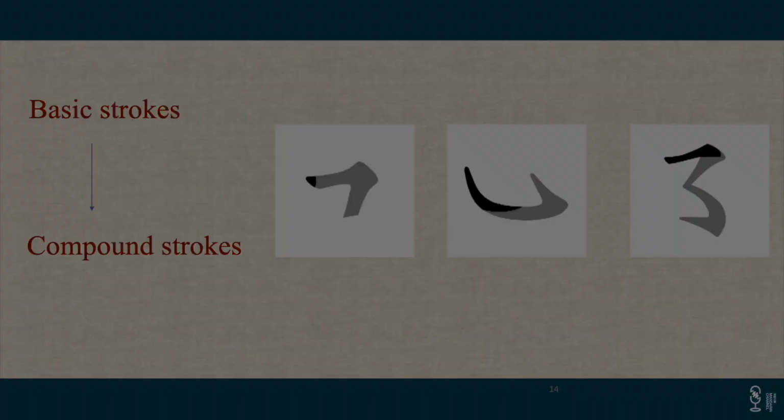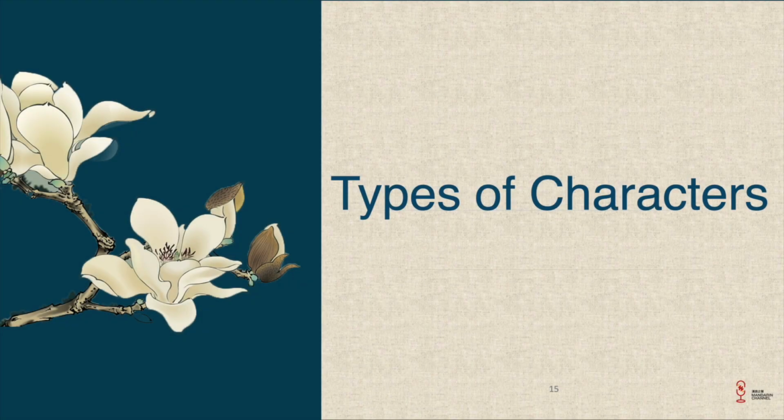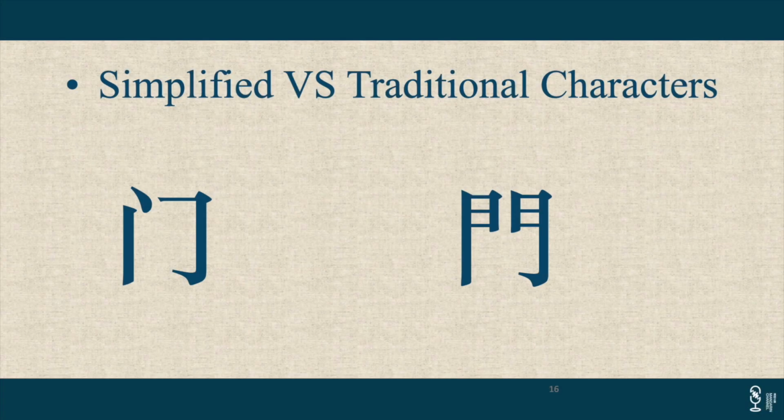And now, I would like to talk about next topic. It's the types of Chinese characters. As you may already know, in mainland China, we use simplified Chinese characters. That's what we will learn in this class. And in Taiwan, Hong Kong, people use traditional characters. 2 kinds of characters are different sometimes. As you can see, the character 门, the left one is a simplified one. 门 means door, while the right one is traditional one.